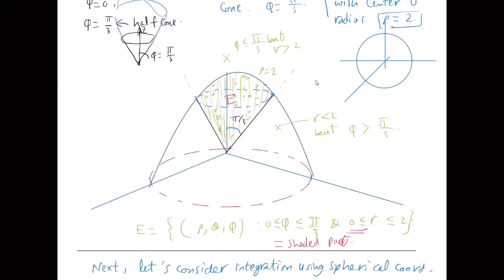Where is theta? Theta is free. Theta is from 0 to 2 pi, all the cycle, with no condition on theta here. So we move all the way around from theta equals 0 up to 2 pi. Phi goes from 0 up to pi over 3. We have to distinguish between rho and r. Here in spherical, it's rho from 0 up to 2.